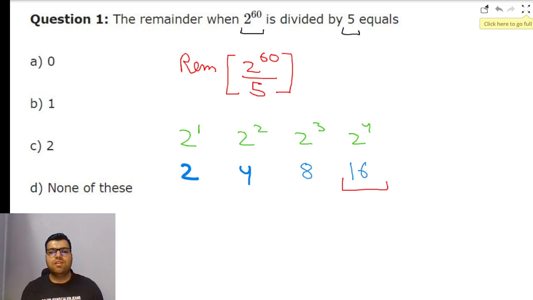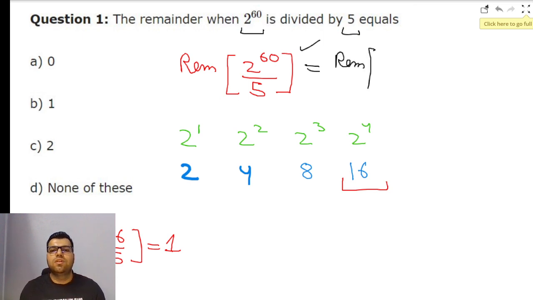So what fact we will use? We will use the fact that remainder of 16 with 5 is equal to 1. So we will use this fact to answer this question. See how very simple. So remainder of 2 raised to power 60 with 5. So this is remainder of, so 60 we know is 4 into 15. So I will write it as 2 raised to power 4 raised to power 15 divided by 5, because 4 into 15 is 60. Very nice.